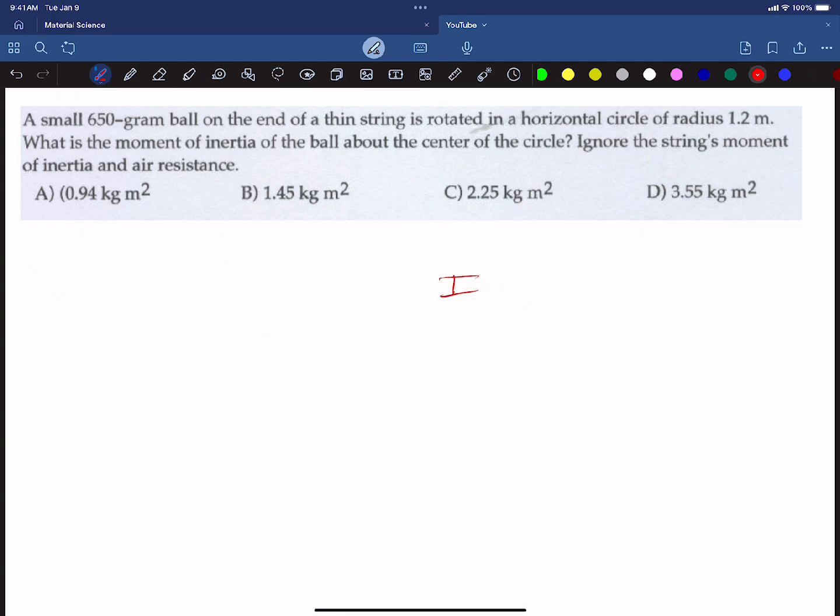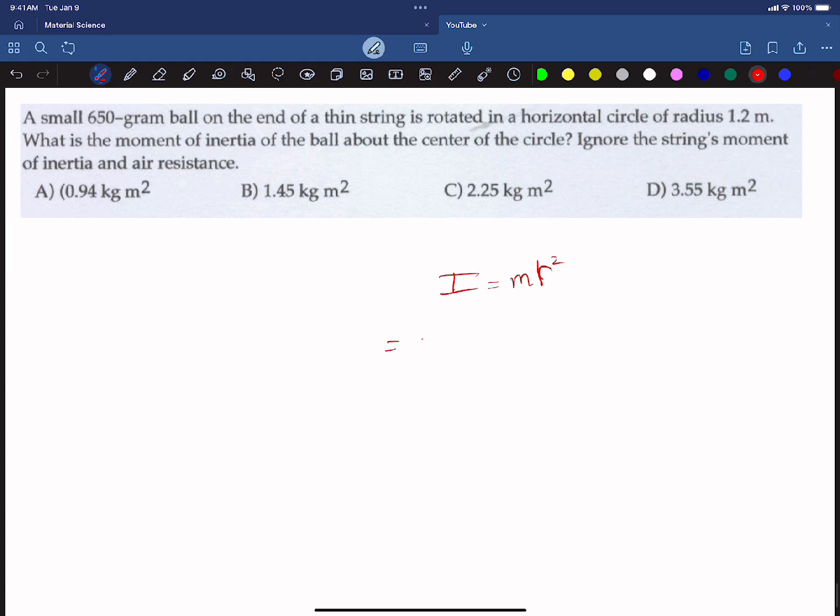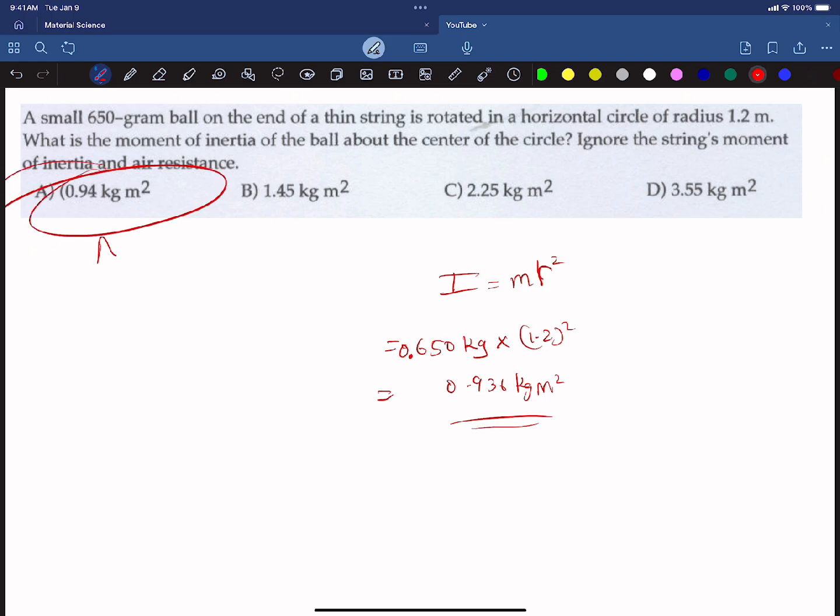So this is the equation to find moment of inertia, m times r squared. We just need to substitute our values. Our m is 650 grams, so we have to convert it into kg, 0.650 kg, times 1.2 meters, whole squared. It will give you 0.936 kg meter squared. This is our answer, A. Let's move on to the next question.